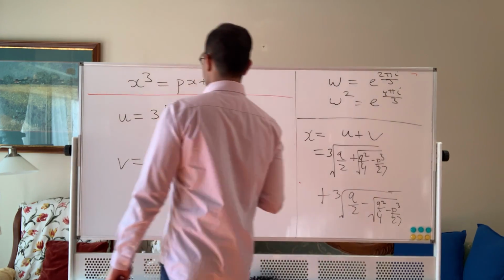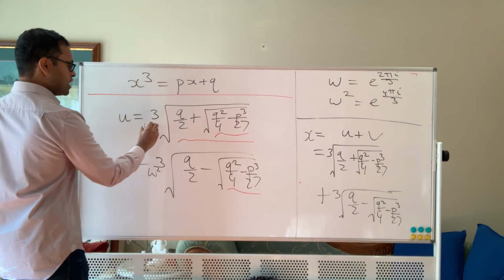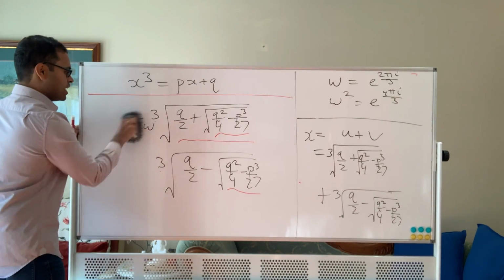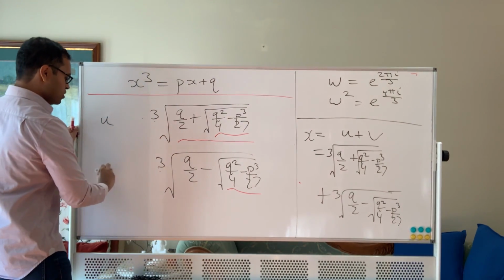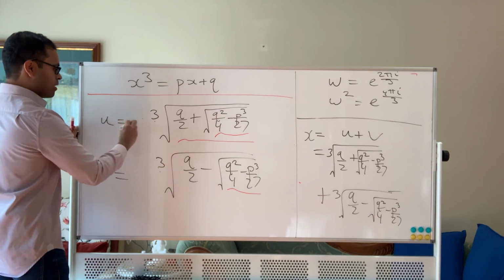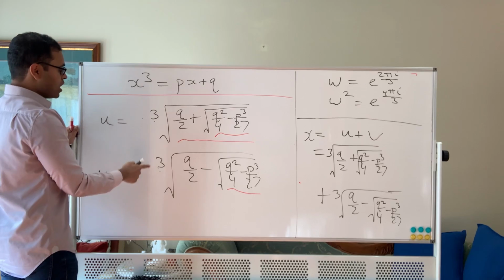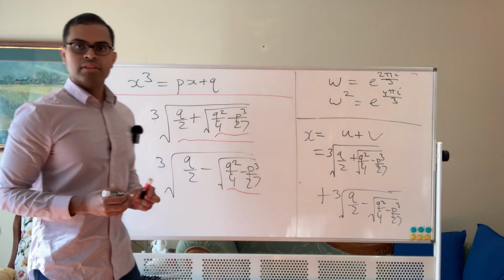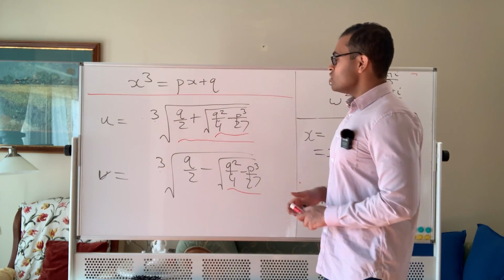Then you can multiply this cube root by omega and this one by omega squared, or you can multiply this by omega squared and this by omega. But either way, you can get all the solutions for x. Okay, so you can choose, this is u and this is v. You can multiply this by omega, this by omega squared, or you can just leave it as it is, and you would get your 3 solutions. Okay, so that's the process for finding the solutions.